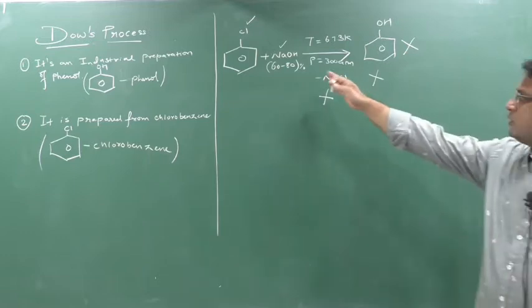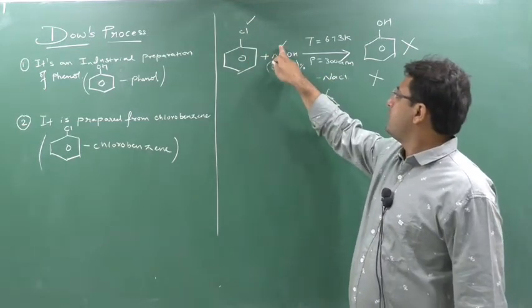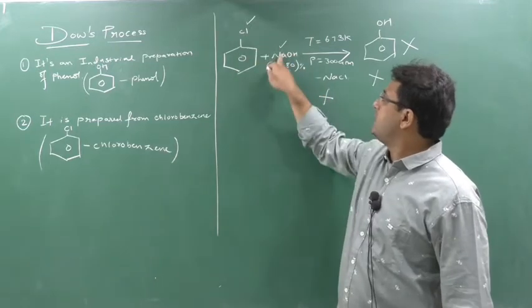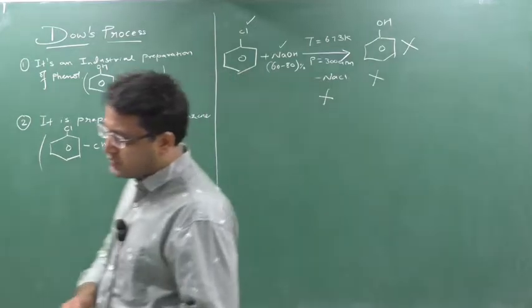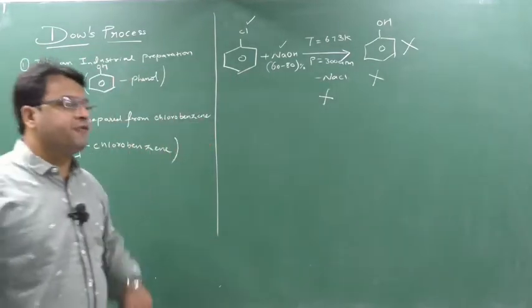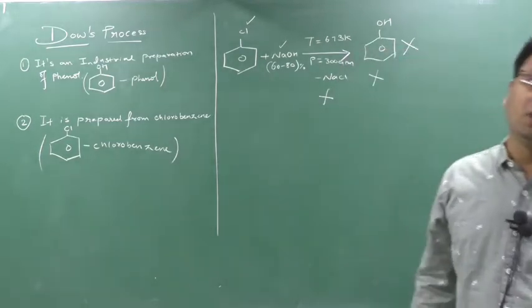It's very easy, no? What you are thinking: this Cl is minus, this is Na plus. So Na plus and OH minus, Na plus and Cl minus form NaCl, and OH will come here. So in this way I can prepare the phenol. No, this is not the Dow process, and in this way you cannot prepare the phenol also.